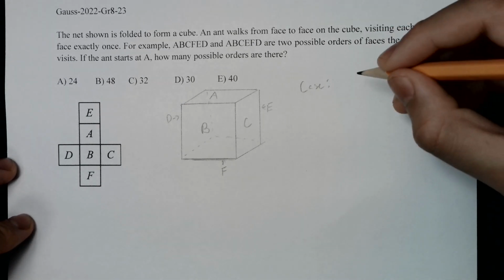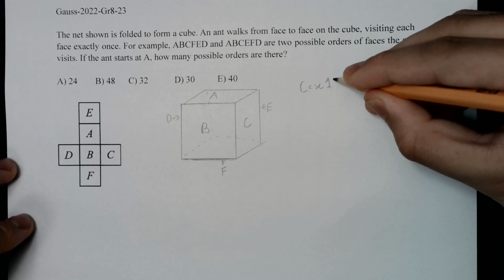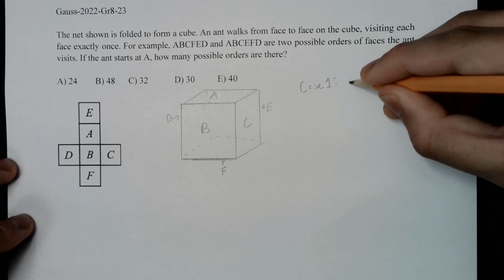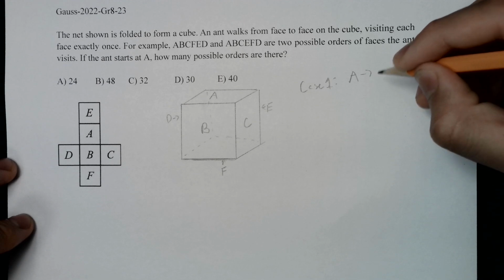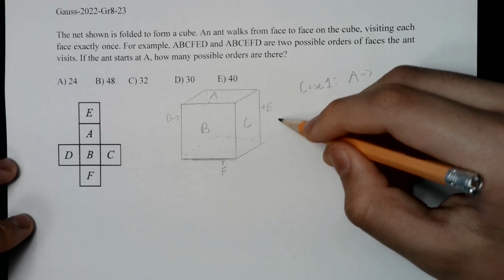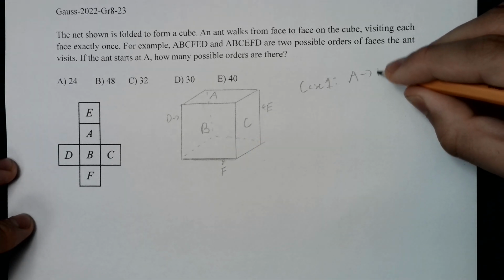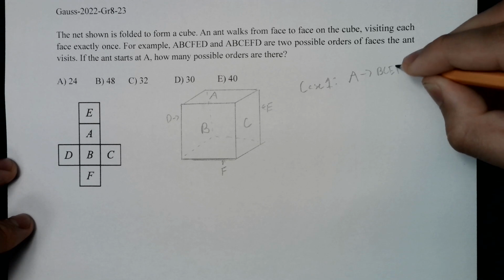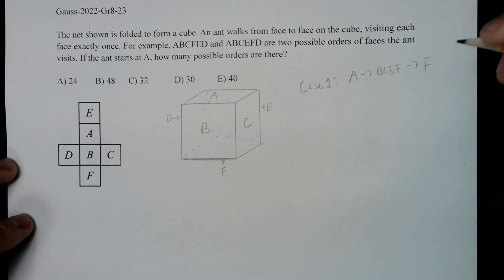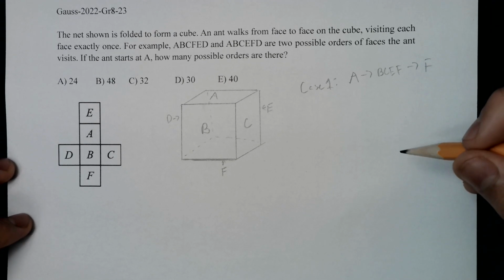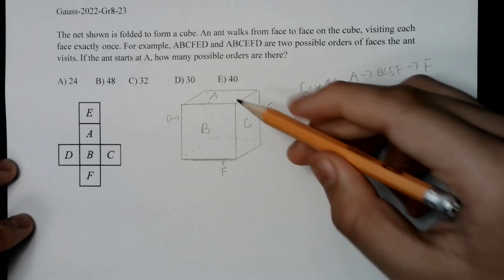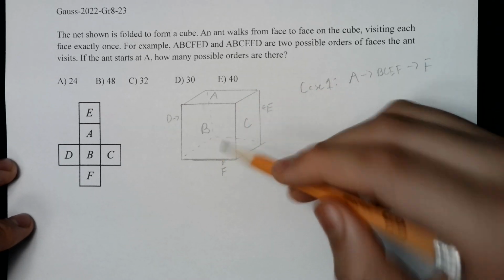Now, what is case 1? Well, case 1 is going to be that the ant goes from A to one of the vertical faces, so B, C, E, or D, and then down to F. This is going to be our first case. So, for example, let's take B. It starts at A, goes to B, and goes down to F.